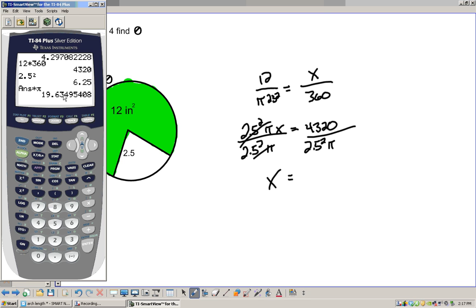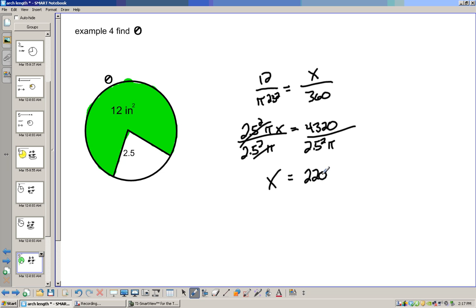So now I'm going to go 4,320 divided by 19.63. And we get 220, and it rounds off to 220.1. We'll just call it 220.1, and that's degrees. That answer looks like it makes sense. The degrees of that is rather large, so looks like we're good.